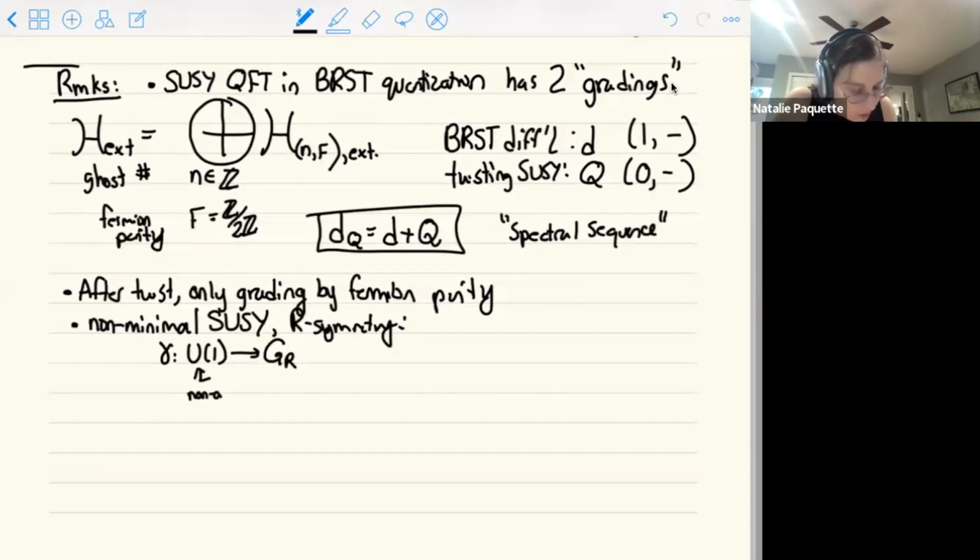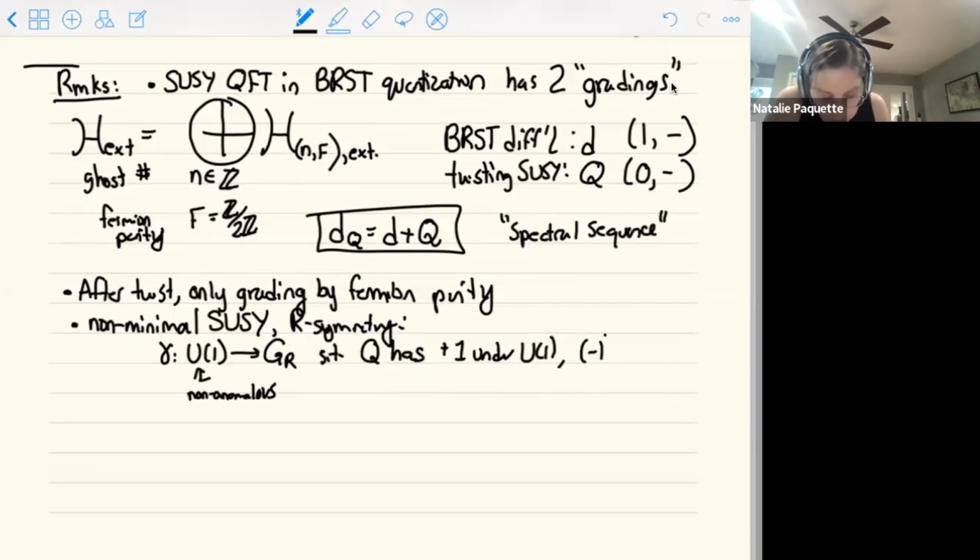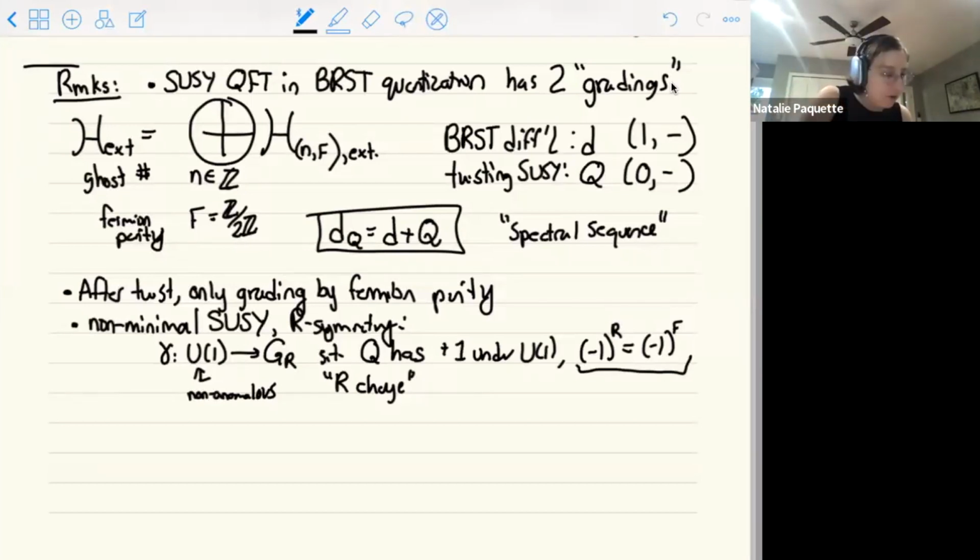Again, the U1 I'm twisting with has to be non-anomalous. But I want to choose some U1 subgroup of my R symmetry group such that Q has charge +1 under this U1 symmetry, and also so that it's compatible with fermion parity. (-1)^F, I want it to be equal to (-1)^R. I'm going to call this chosen U1 the R charge. Obviously here I've assumed that the theory only has integer R charges. Not every theory that you encounter has this, so you can't always necessarily make this choice. But if you're in that situation, then you have an extra U1 grading or U1 quantum number by this gamma, which is called the R charge.